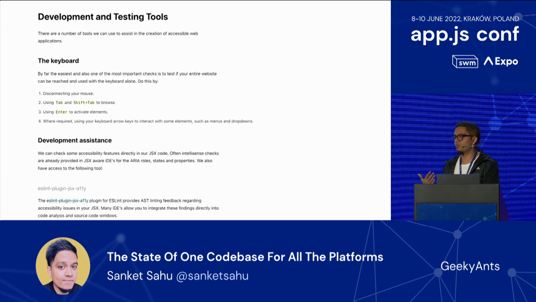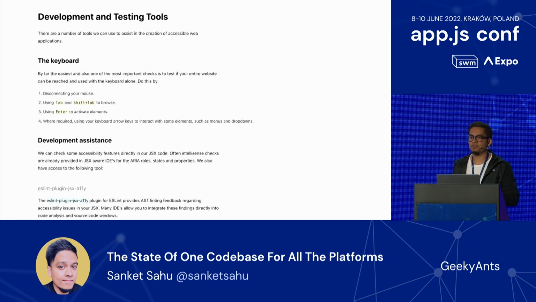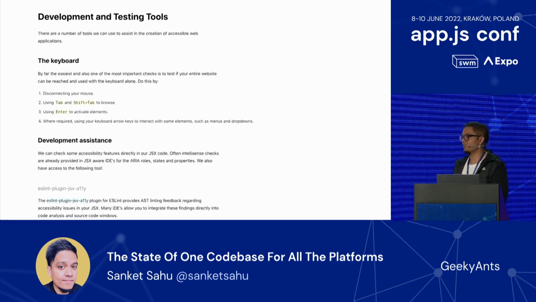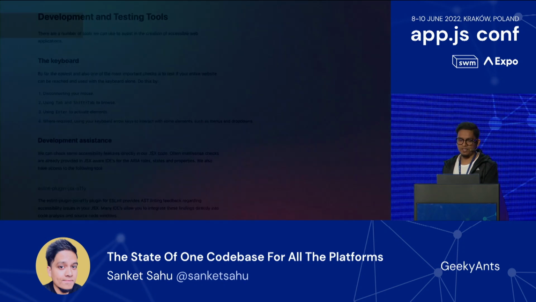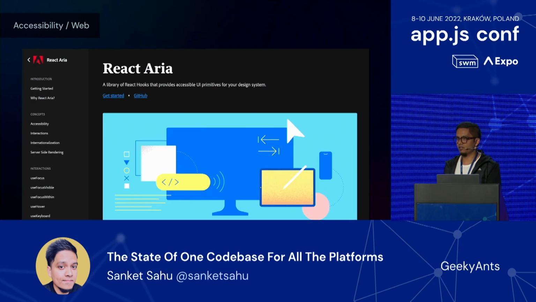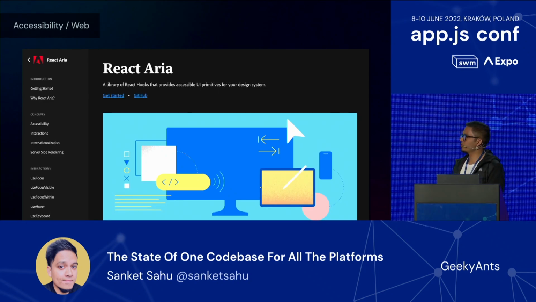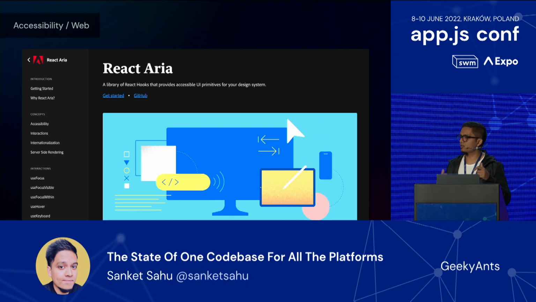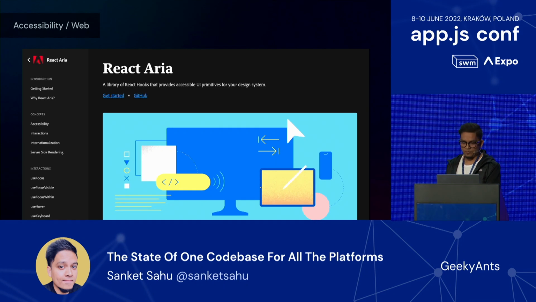This gets really complicated. If you are building an app, web or mobile, you get to a point where making it accessible is a lot of work. And that's why our friends at Adobe built this project called React Aria. This is a set of hooks that you can drop into your components, and you can make those components accessible.